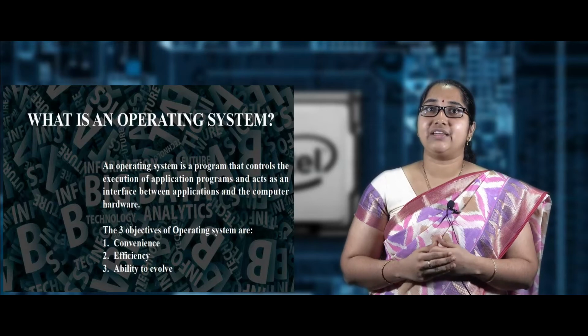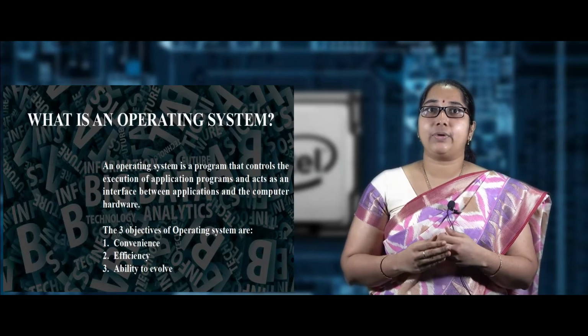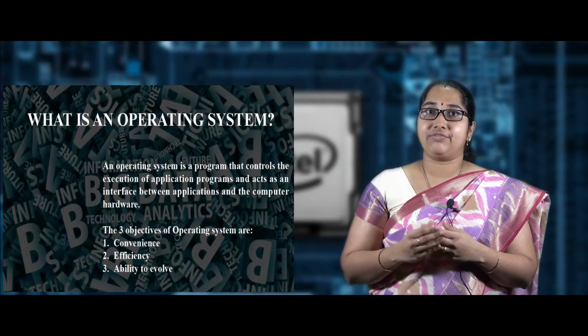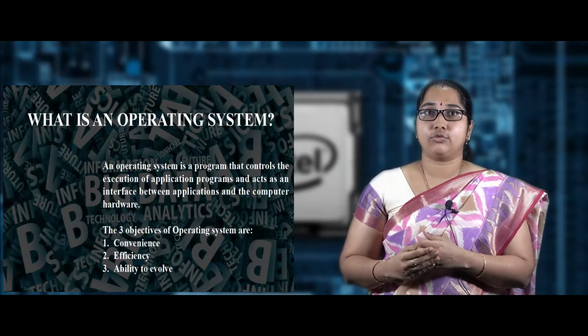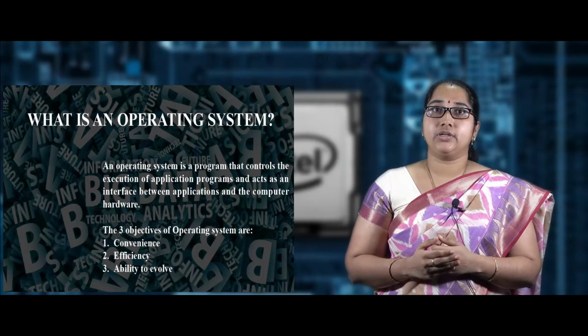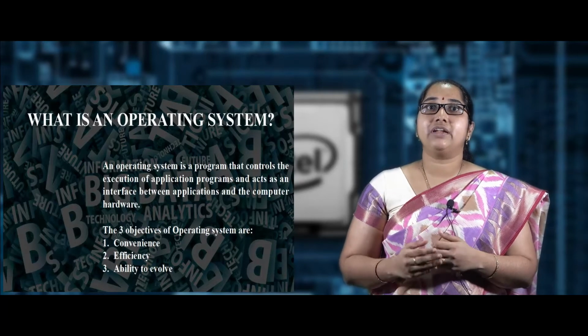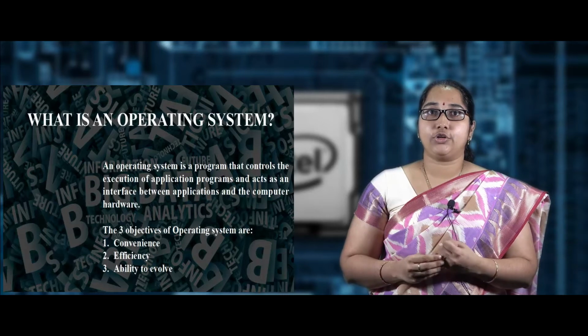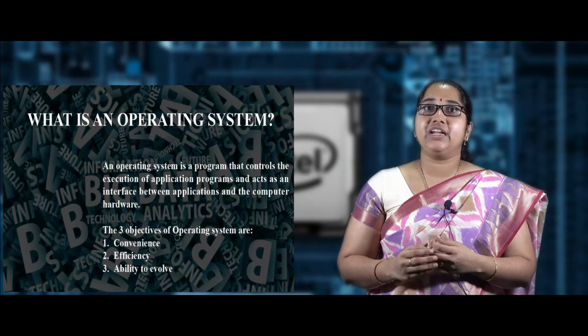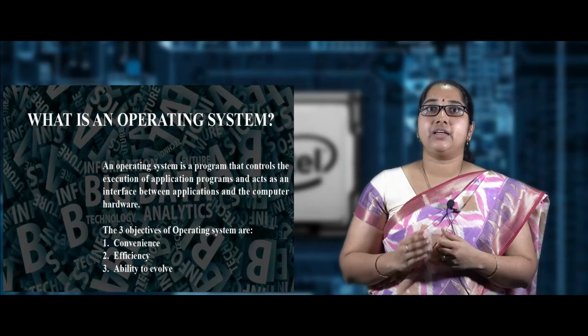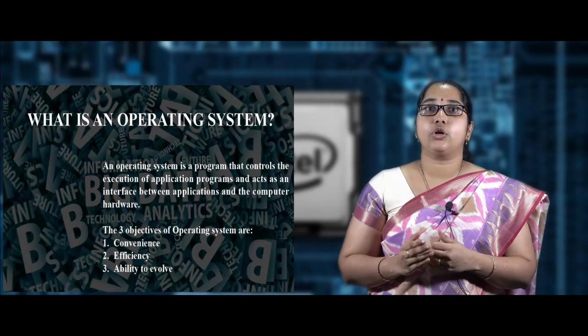The second goal is efficiency. That is, using the operating system, the user can efficiently access all the resources. The third goal is evolution. That is, the operating system should evolve in such a way that whenever a new system function is introduced, tested or developed, it should be done in such a way that the already existing programs are not disturbed.